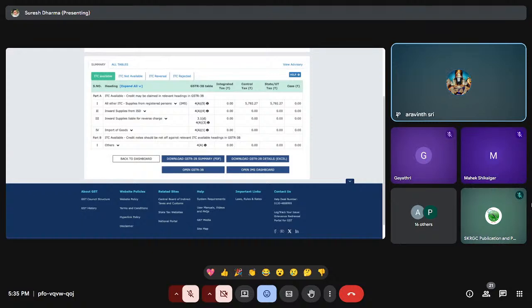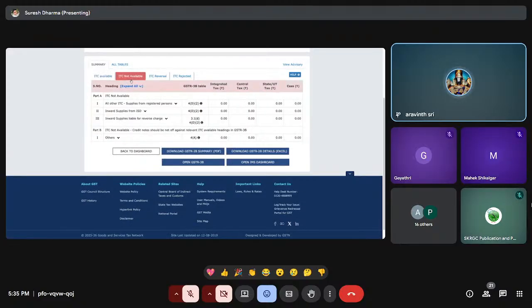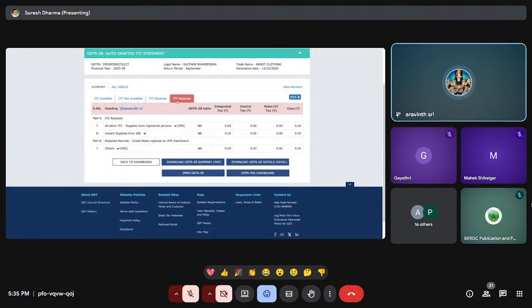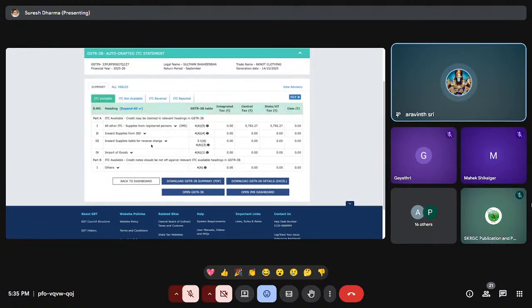Only 12 rupees. Finally I collect 30 rupees from the customer, and I already paid 18 rupees to my manufacturer. So 30 minus 18 is 12 rupees, which is the payment to the government. Understand? That is how ITC comes into play. Here we have to see four columns: ITC available, ITC not available, ITC reversal, ITC rejected. So we must know what ITC is.